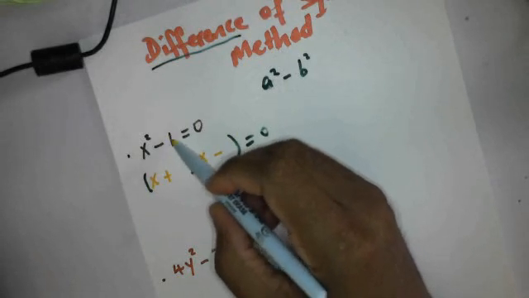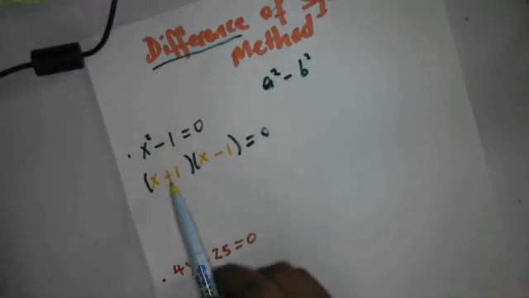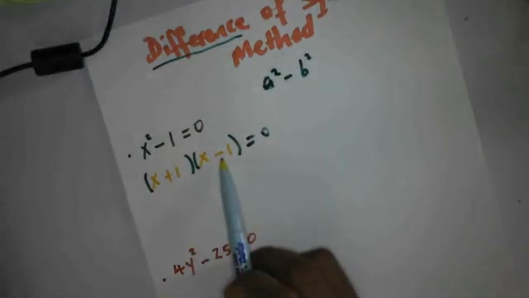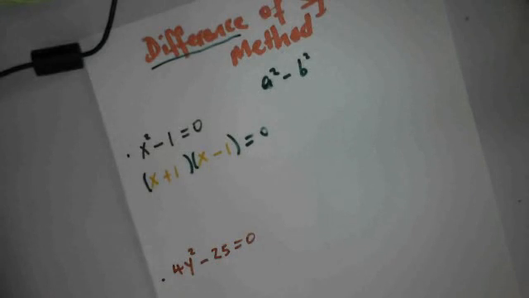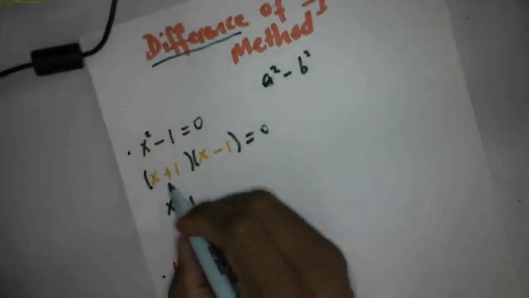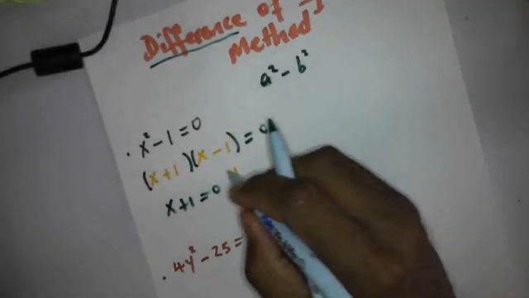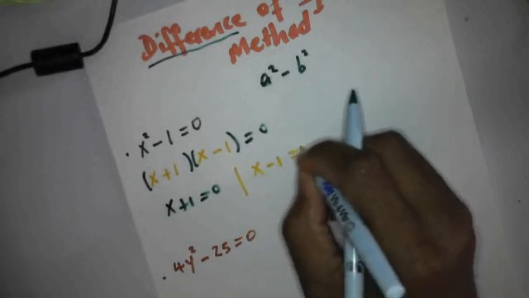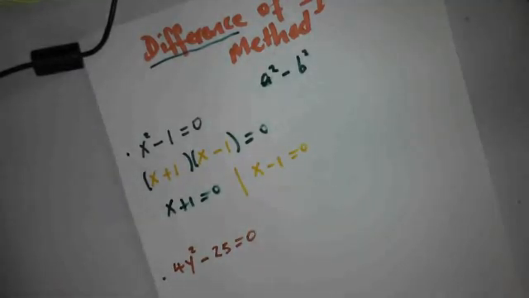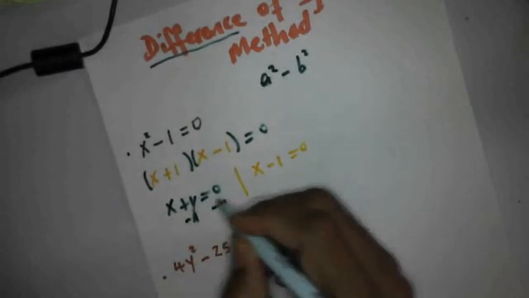The square root of 1 is just 1. So 1 comes here, 1 comes here. So this is one of your factors, this is your other factor. Now again, you will equate each factor to 0 and solve. So what you will have is x plus 1, which is one of your factors, equal to 0. And then your other factor, that would be x minus 1, and you equate that to 0 and solve.